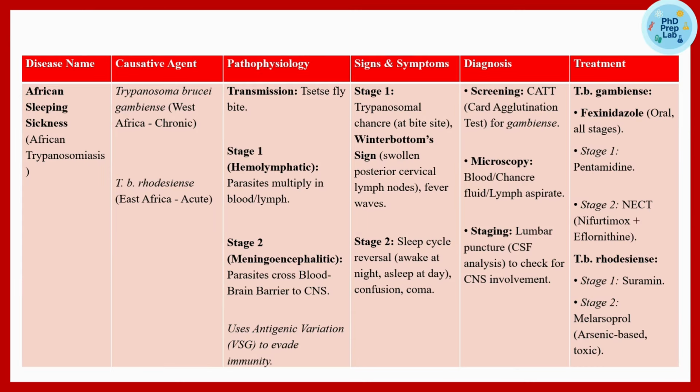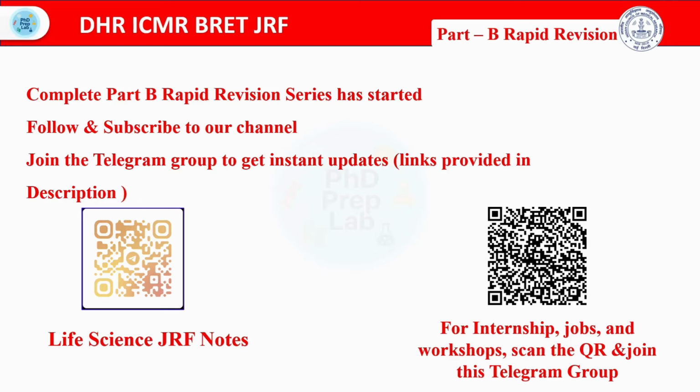Then we have African sleeping sickness, which is caused by Trypanosoma brucei gambiense in West Africa, the chronic form, or Trypanosoma brucei rhodesiense, which is happening in East Africa. These protozoan diseases are very important along with their causative agents, very frequently asked in all the JRF and even GATE examinations. So this was it for this video.